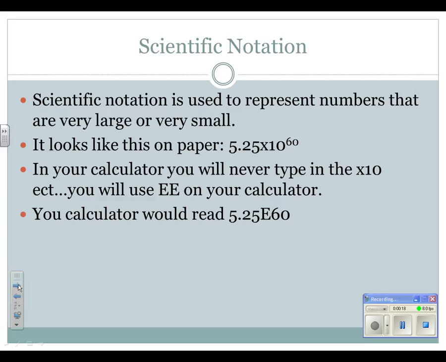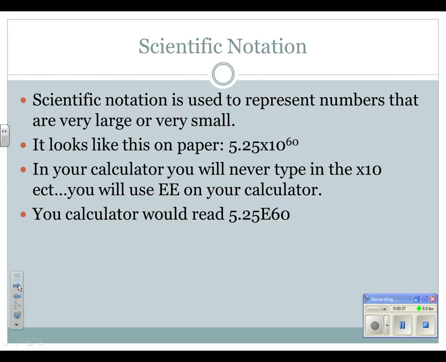Considering this is chemistry, dealing with little bitty atoms, you're mostly going to be dealing with numbers that are very small, unless we're dealing with a lot of atoms, in which case it's going to be numbers that are very big. So you can see you're going to use this concept a lot throughout the entire year, and you'll use it again in physics next year.